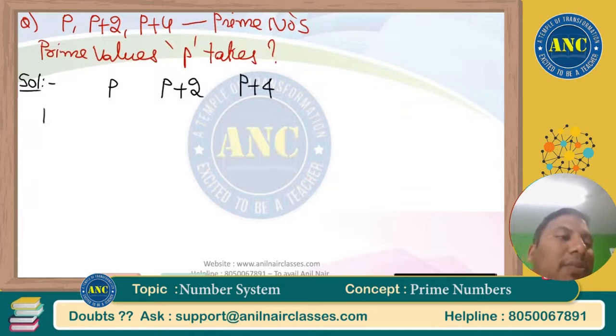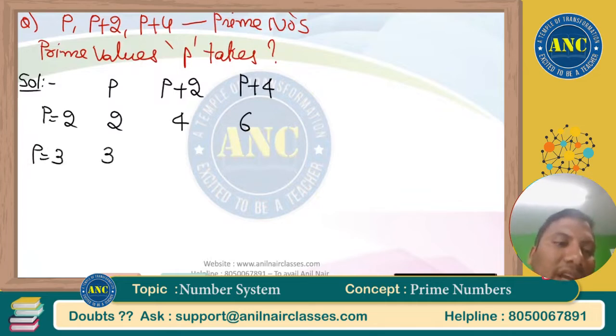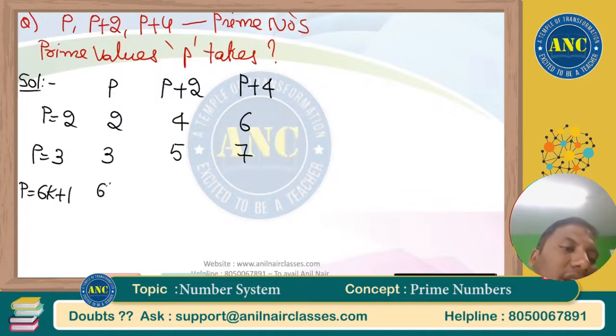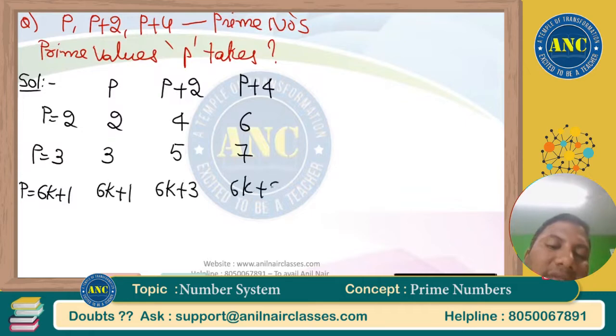The lowest prime number is 2. So 2 plus 2 is 4, 2 plus 4 is 6. Next prime number is 3. P equals 3: 3 plus 2 is 5, 3 plus 4 is 7. Any prime number greater than 3 is of the form 6k plus or minus 1. So take 6k plus 1; then we have 6k plus 1, 6k plus 3 and 6k plus 5.